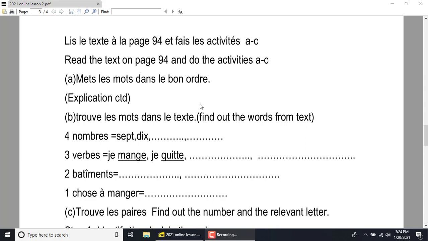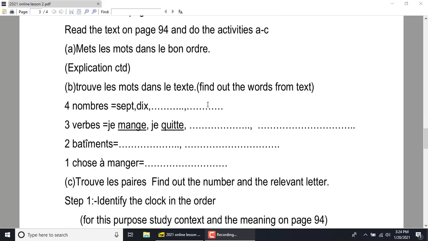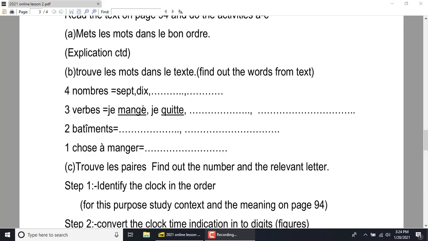Then B. They are asking you, trouve les mots dans le texte. Find the words in the text. So they are giving some words you have to spot in the text. We see what those are. Quatre nombres, 4 numbers. So what numbers do you have? With the time indication you have the numbers. Sept is there. Huit is there. Then neuf is there. Six is there likewise. Try to find 4 numbers.